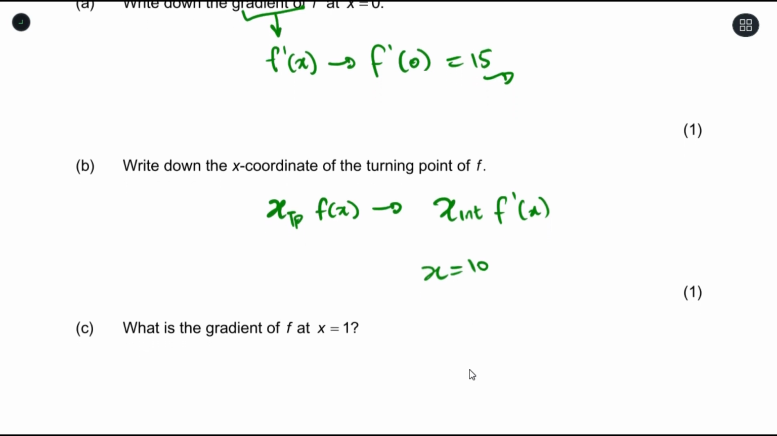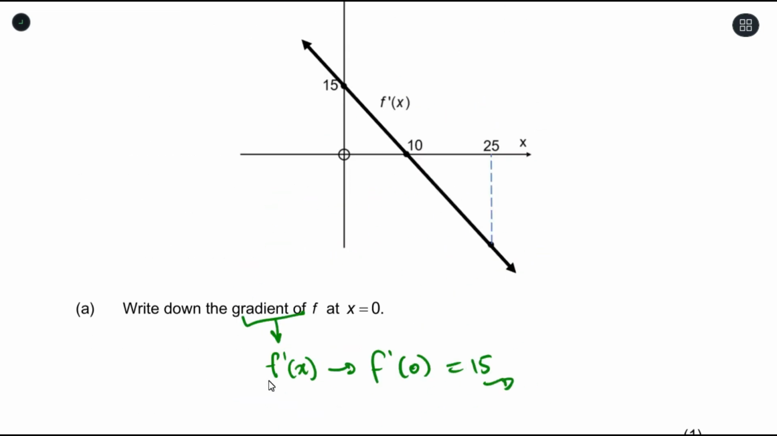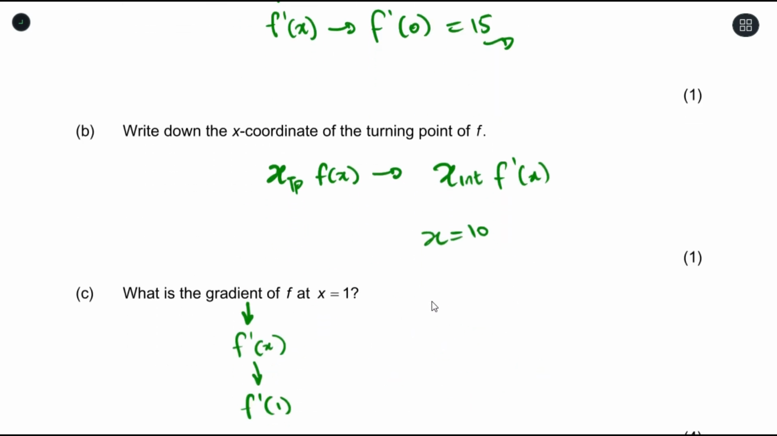Okay. For C, they ask you what is the gradient of f at x equals 1. Now, to find this, we first of all need to figure out what the derivative of f(x) is. Now, after figuring that out, we also need to substitute 1 into it, and it helps us get our answer. Since the graph of our derivative is a straight line, what we can do is get the equation of a straight line, right? So make our equation look like this. So y equals mx plus c, okay?